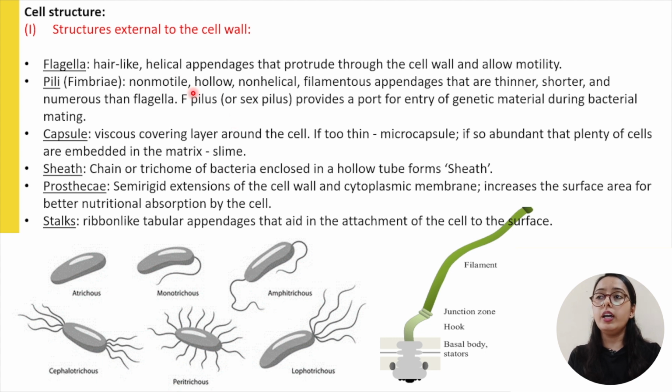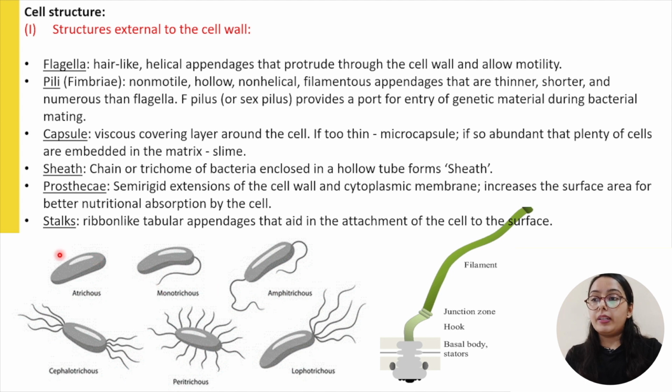As we just saw, the first structure is flagella. Flagella are hair-like helical appendages that protrude through the cell wall and allow motility. In short, flagella are the locomotive organ of a bacterium, and are responsible for the motion of the particular bacterium. Now based on the pattern and distribution of flagella, there can be different types of bacteria.